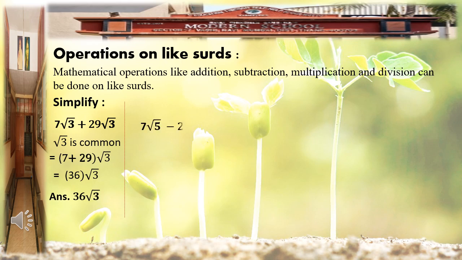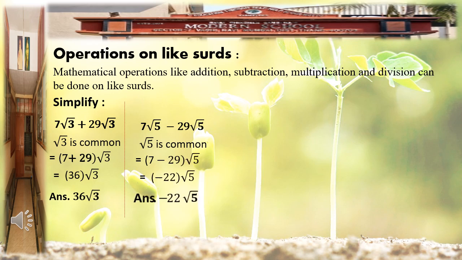Now, in second example, subtracting 7 root 5 and 29 root 5. Root 5 is common. Subtracting 29 from 7, we get minus 22 root 5 as answer.